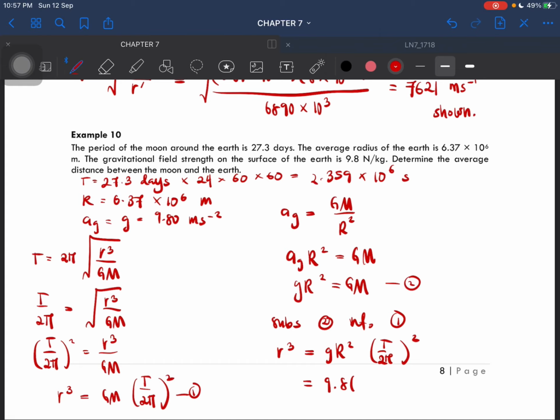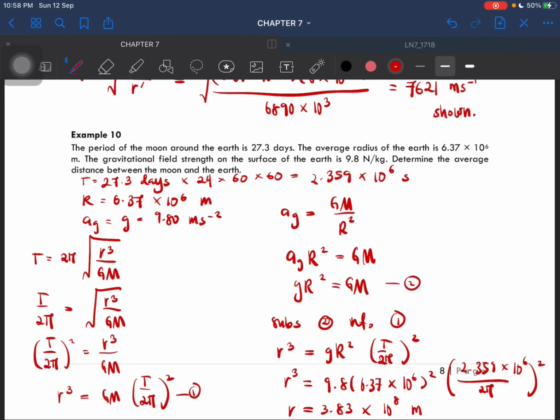So this is r square. R is 6.37 times 10 to the power of 6, square this, and then 2.359 times 10 to the power of 6 divided by 2 pi. This is squared, and then this is still r cubed. After you calculate the value of r, you should get 3.83 times 10 to the power of 8 meter as the distance between the moon and the earth.